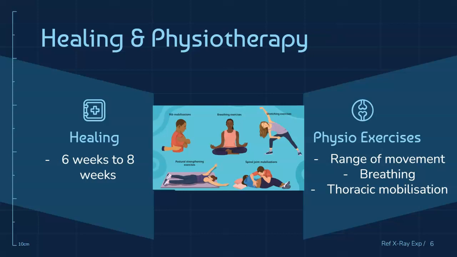The active cycle of breathing technique is recommended to clear secretions from the lungs and prevent further injury from cough. The ACBT cycle is made up of 4 sections, including relaxed breathing, deep breathing, puffs, and coughing. Finally, thoracic mobilization is recommended to prevent the mid-spine region from becoming stiff with pain and tightness.